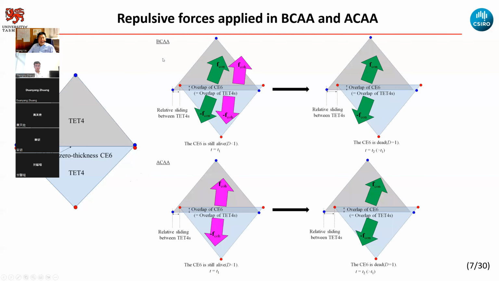For this transition in the FDEM, before failure, we apply the repulsive force due to the cohesive element, and also apply the contact force. When it is completely broken, we only apply the contact force.